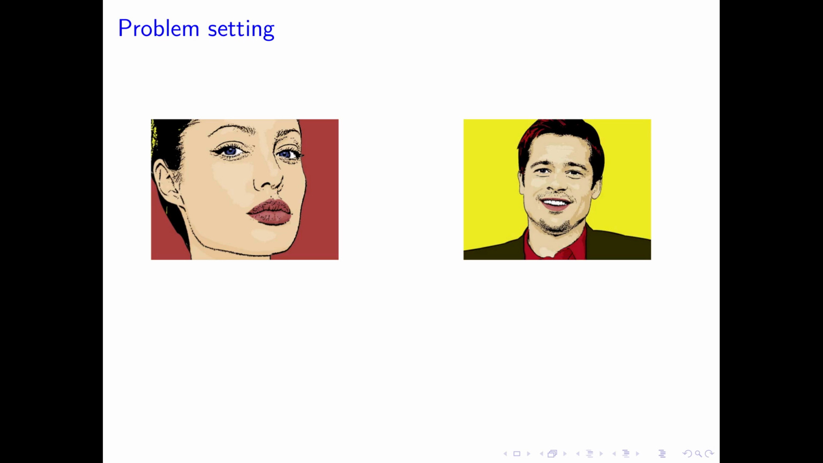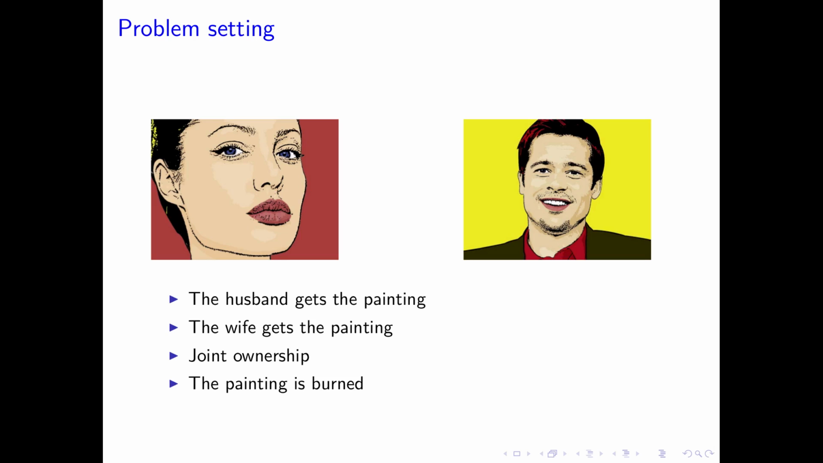We consider the following problem. Suppose that a couple is getting divorced and that they own a valuable painting. An arbitrator has to decide what to do with the painting. Specifically, she has 4 possible choices. The first possibility is giving the painting to the husband, then giving the painting to the wife, establishing a joint ownership of the painting and placing it in some museum, or, which is kind of an extreme solution, burning the painting and destroying it.